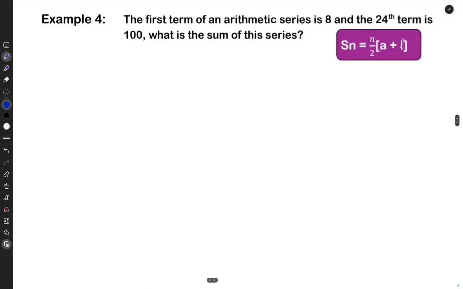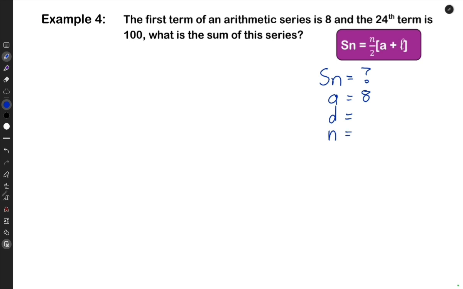Example 4. The first term of an arithmetic series is 8, and the 24th term is 100. What is the sum of this series? Okay, if I compile my little list, I don't know what Sn is, that's what they're asking me. I know that A is 8, but with the info in the question, I don't really know what D could be. I know the first term and the 24th term, but I don't know D.